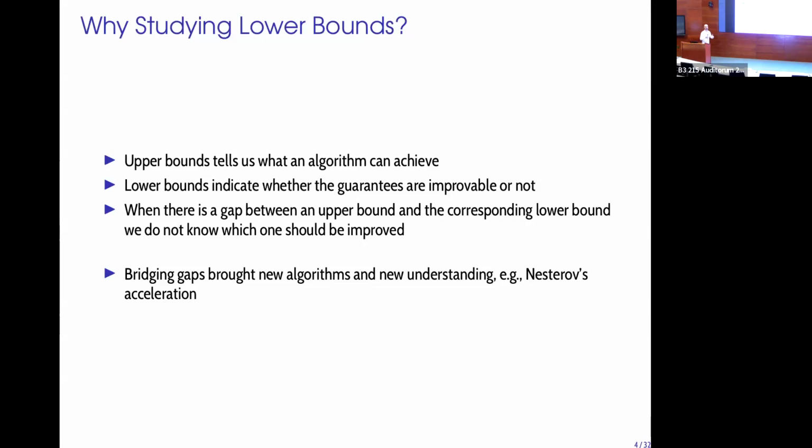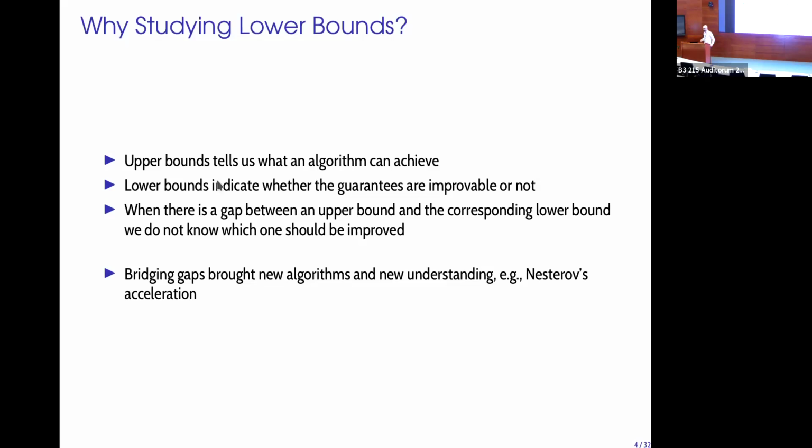Because sometimes there is a gap between the best known upper bound and the best known lower bound. This typically means that one of the two is suboptimal, and sometimes we don't know which one. It might be that the lower bound is not powerful enough to capture the fact that it should go up to the upper bound, or it might be that the upper bound is actually suboptimal. So this means that we need a new algorithm.